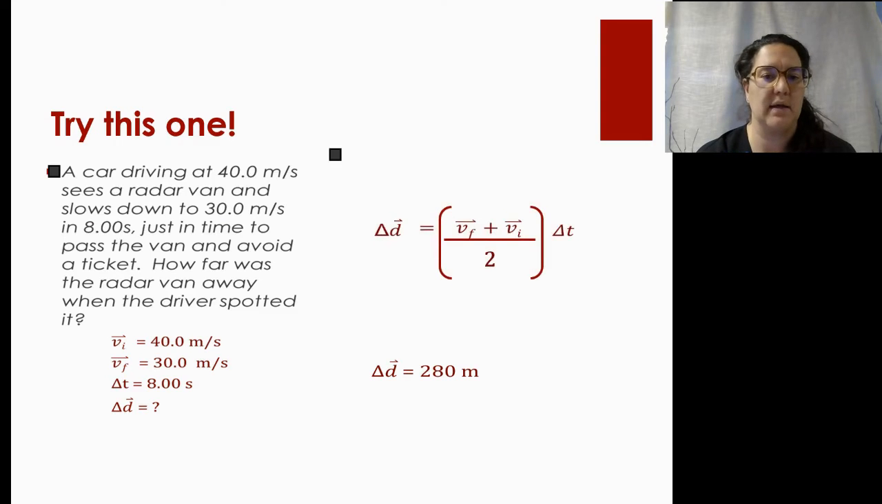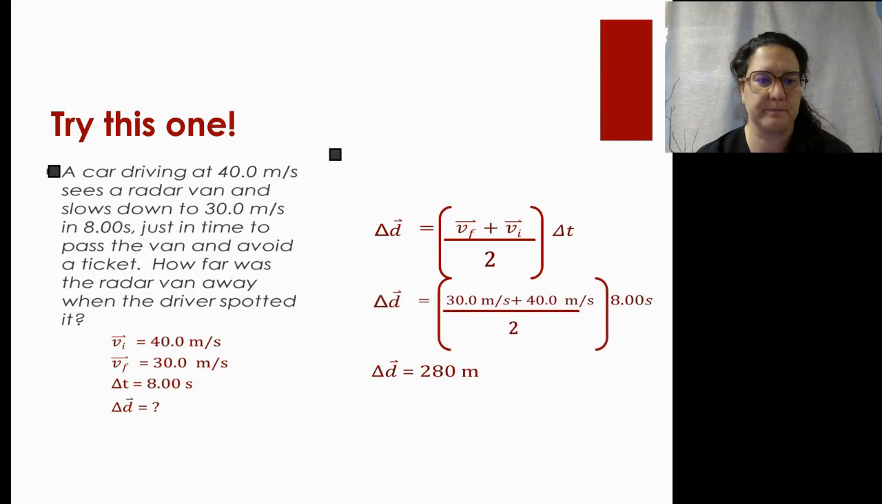Now, using this again, a car driving at 40 meters per second sees a radar van and slows down to 30 meters per second in 8 seconds, just in time to pass the van and avoid a ticket. How far was the radar van away when the driver spotted him? Our final velocity was 30 meters per second. Our initial was 40. We're going to add those together, divide by 2, and multiply by 8. So a total of 280 meters.